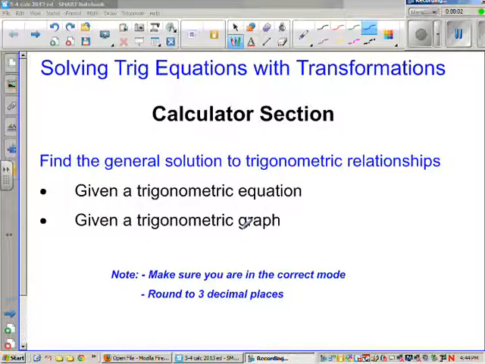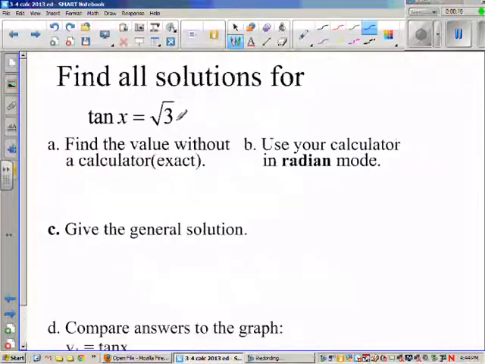Hello and welcome to our lesson on solving trig equations with transformations where we use a calculator. Find the general solution to trig relationships given an equation or a graph. And let's get started here. We'll start with something we've seen already.